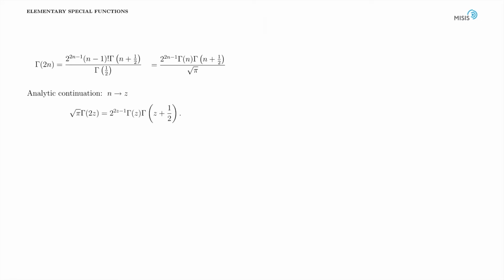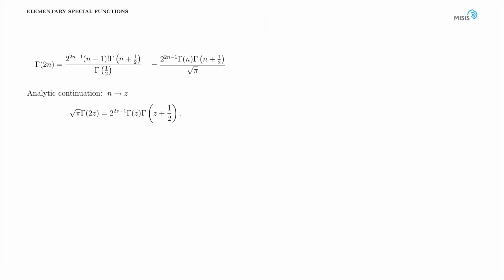Finally, we write the gamma function of the double n in the following factorial form. Changing gamma of 1 half to square root of pi, and performing an analytic continuation from the discrete set of integers n to continuous z, we recover the duplication formula.